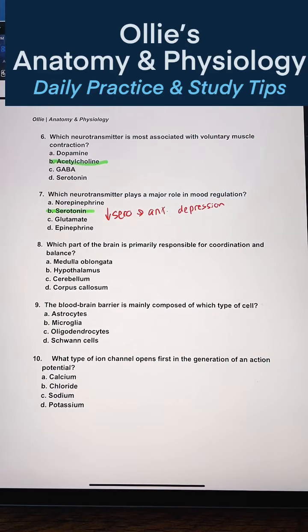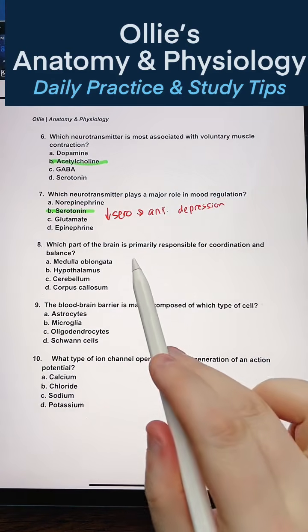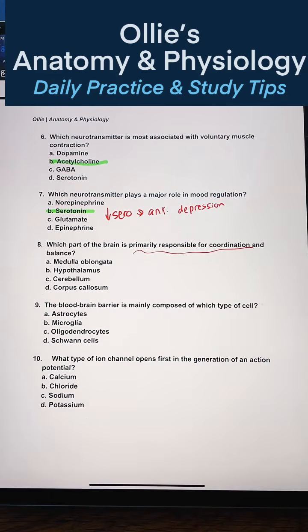All right. Number 8, which part of the brain is primarily responsible for coordination and balance? A, B, C, or D?